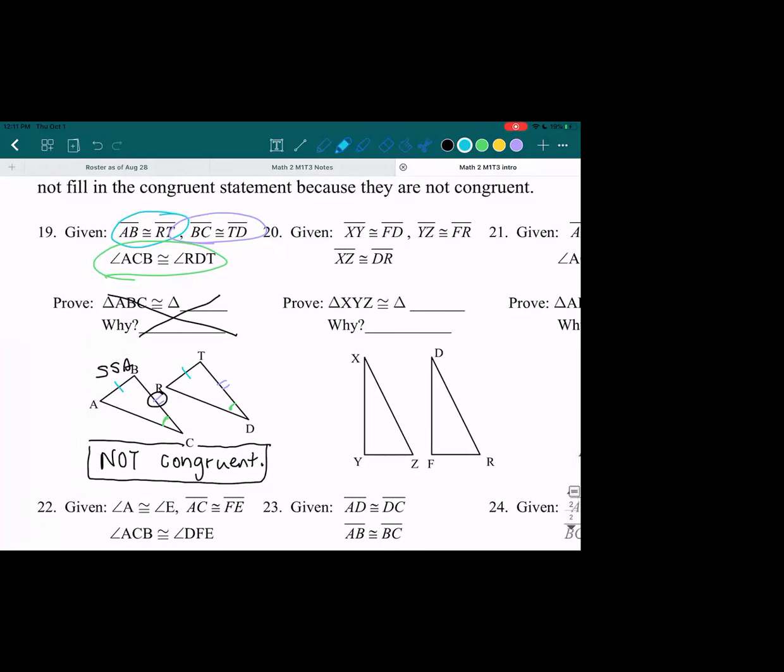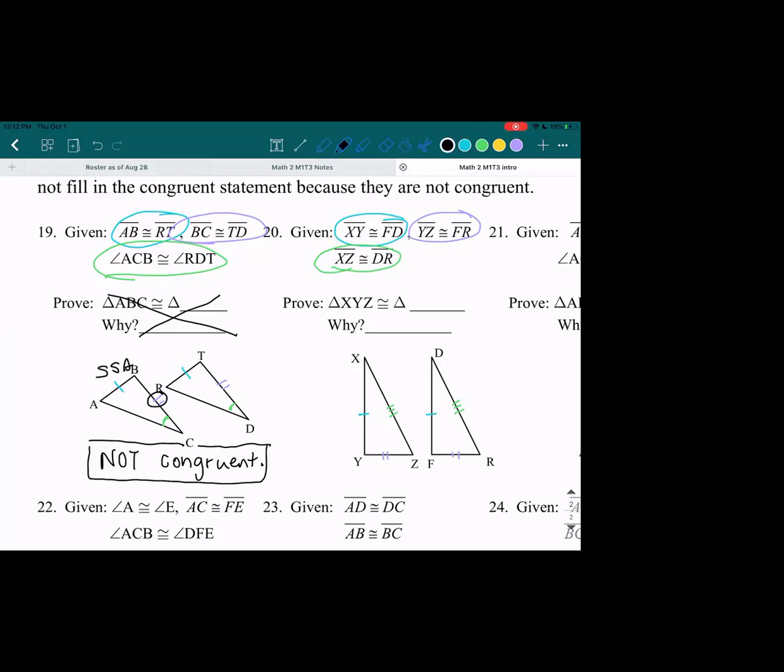20 says XY is congruent to FD, so XY is over here, FD is over here. Just gonna mark that in with one tick mark. I'll also show that in a different color. I'll also show that YZ is congruent to FR. So I'll put two tick marks over there. And last but not least, we have over here, XZ is congruent to DR. So those I'm going to mark with three tick marks.